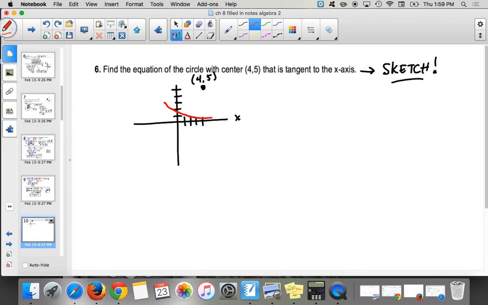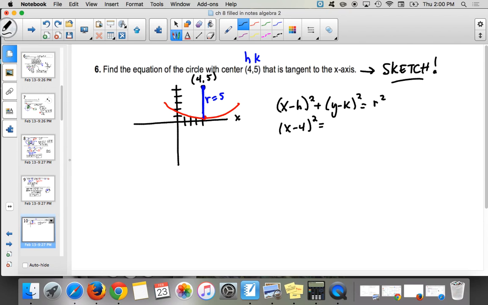So if I have a circle that just barely touches the x-axis, are you able to find the radius? Yeah. What is it? 5. It is 5. Do you guys see it? It's just the distance down to that x-axis. So now we have our center, h, k, and we have our radius, which is 5, so we put it in our formula. So we have x minus 4 squared plus y minus 5 squared equals 5 squared, so 25. And that's our answer. Okay, does that make sense?